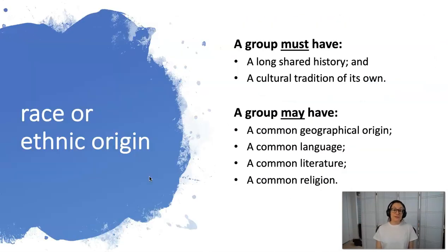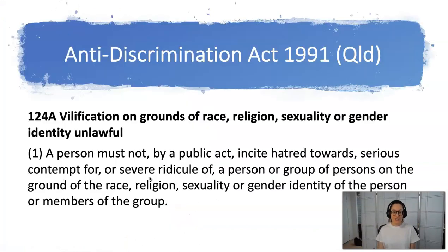All right, so if you have a matter of potential racial hate speech or discrimination, you can apply the Racial Discrimination Act. You should also consider the state-based legislation. So in Queensland, that is the Anti-Discrimination Act of 1991, and this also applies to race, though it applies to other things as well.